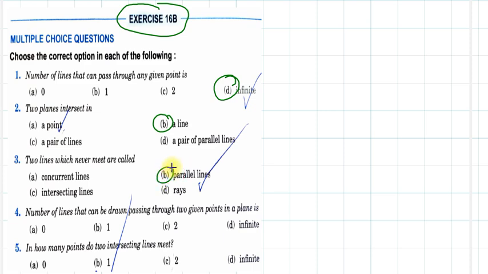The number of lines that can be drawn passing through two given points in a plane is only one. Two given points, I have drawn earlier, 2 points, only one line. In how many points do two intersecting lines meet? Only 1 point, right? So next, what is next?